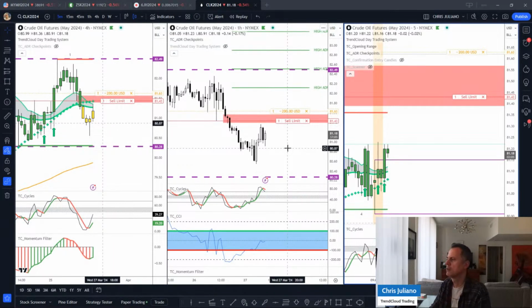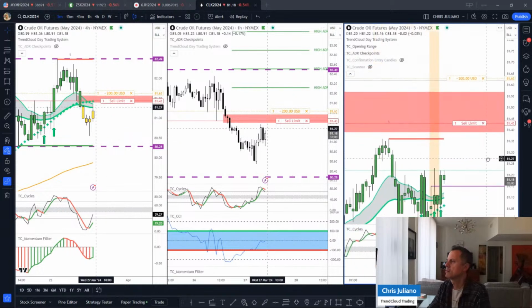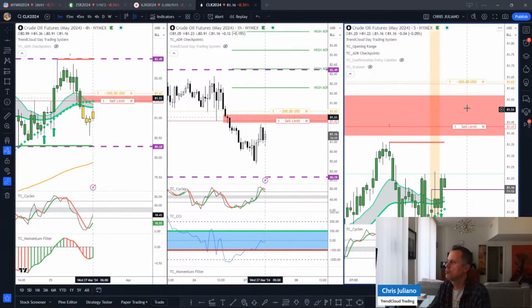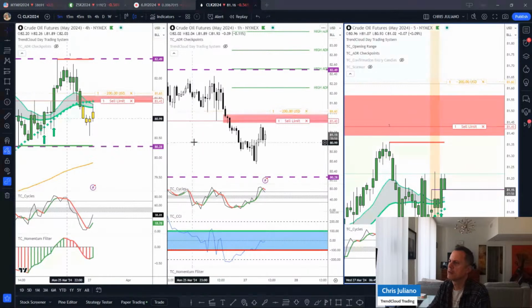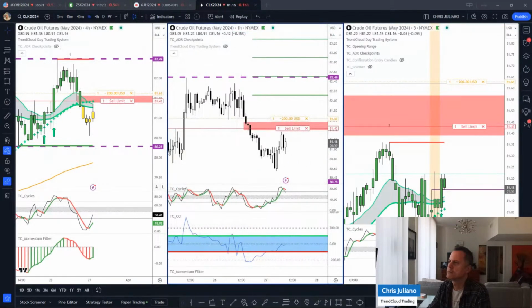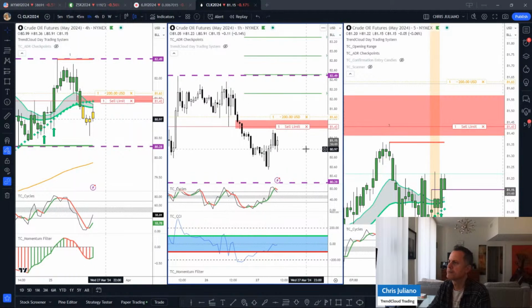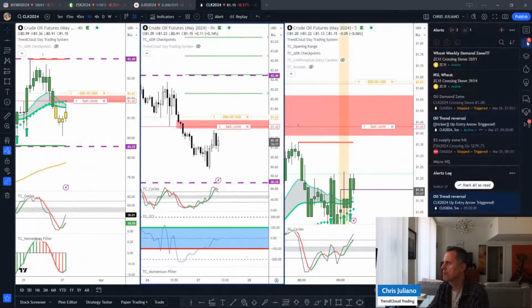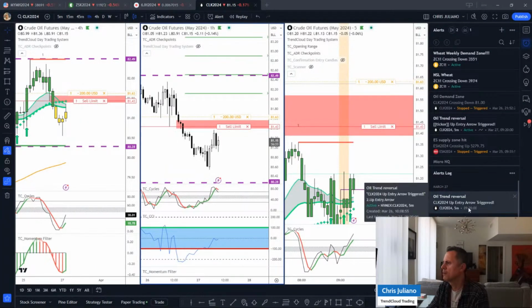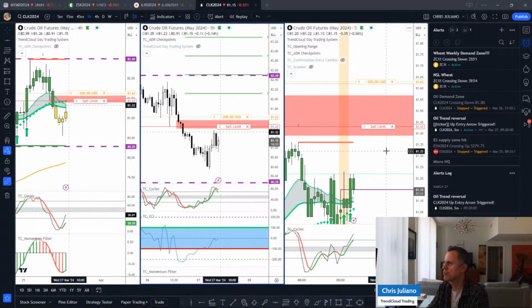All right, so we'll see. Makes a little bit of a move up into this area. Previous support becomes resistance. Let's see if we can get a move out of it. The only thing you can do is set the trade. What was this? Up hour triggered on crude oil, right?